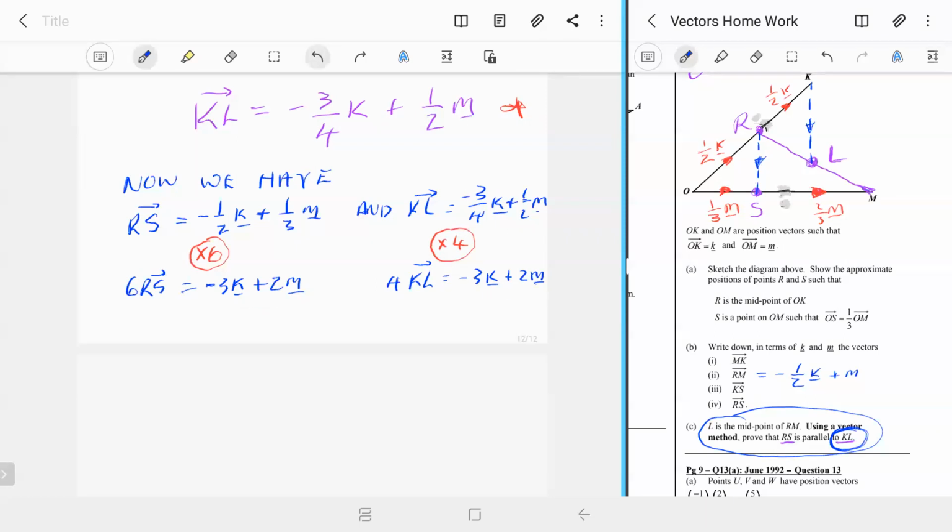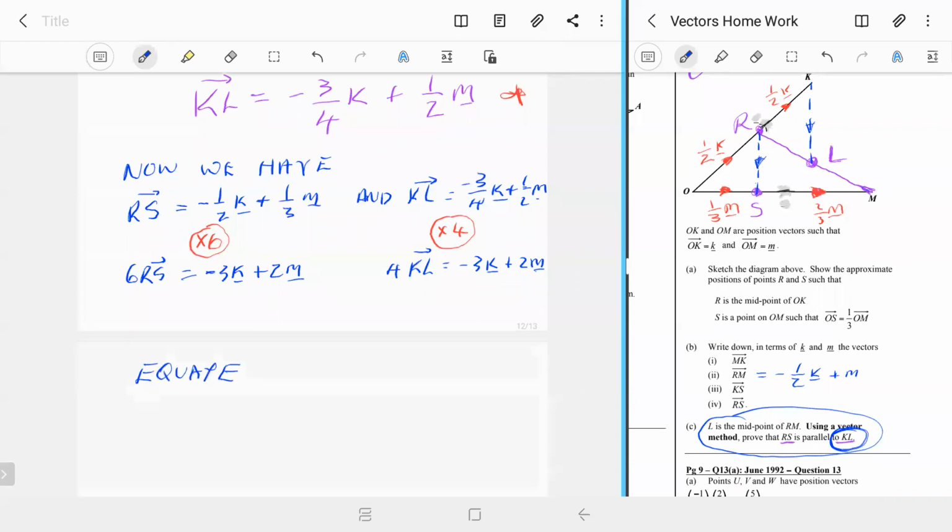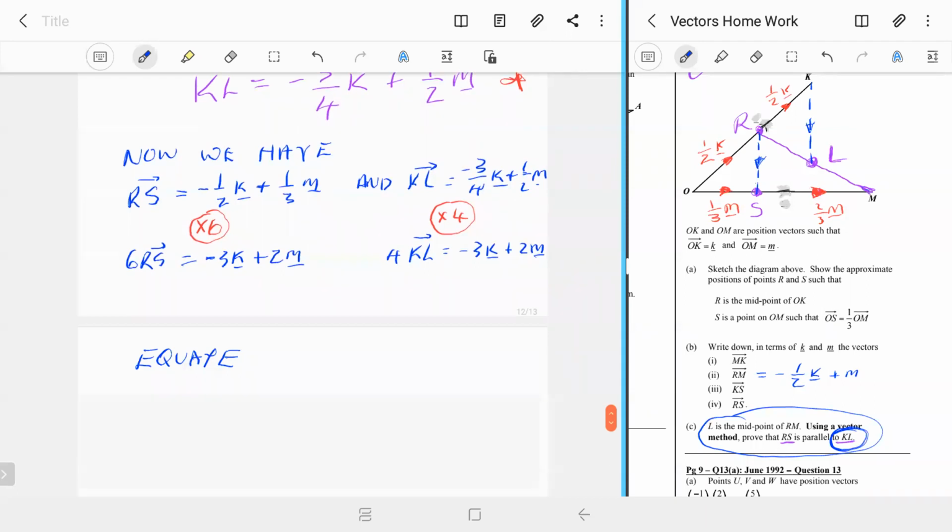What do we do next? What's the next step? What's the third step in the procedure? Sir, equate. Equate. And if we can simplify, we simplify. So because they're equal, we can now equate. So when we equate, we're going to get 6RS equals 4KL.